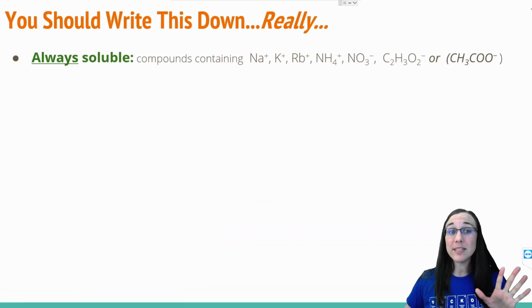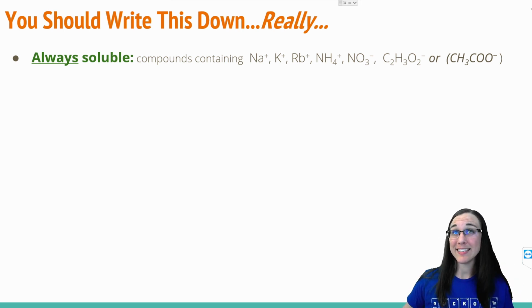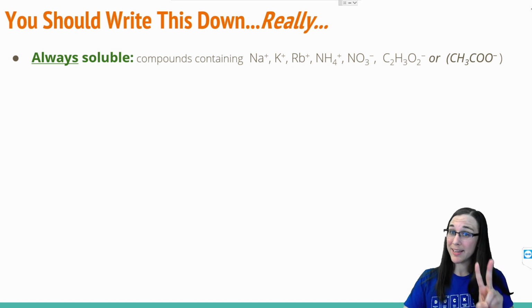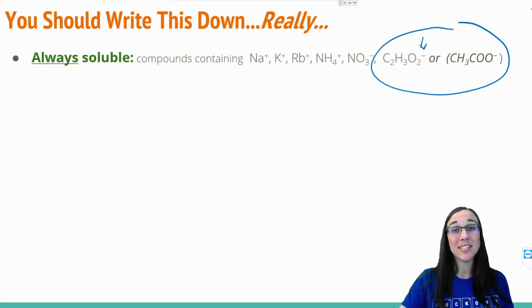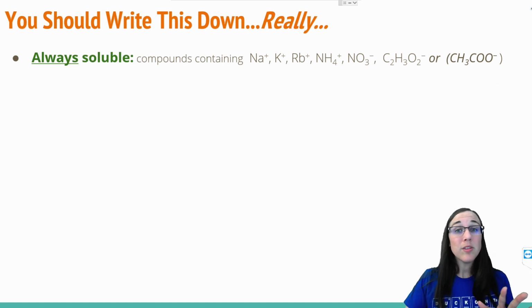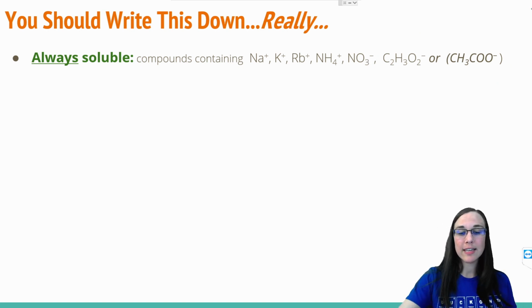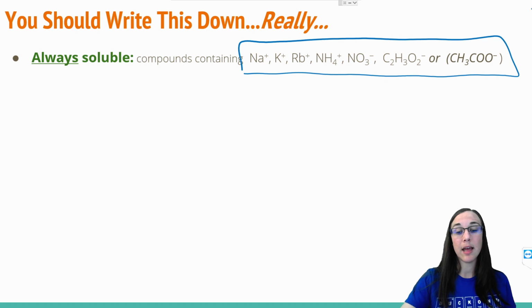Things that are always soluble are compounds containing sodium, potassium, rubidium, ammonium, nitrates, and acetates. Remember that the polyatomic ion acetate can be written in two different ways, C2H3O2-1, or CH3COO-1. So literally any compound you encounter that contains these ions in them would always be soluble in solution, no matter what.